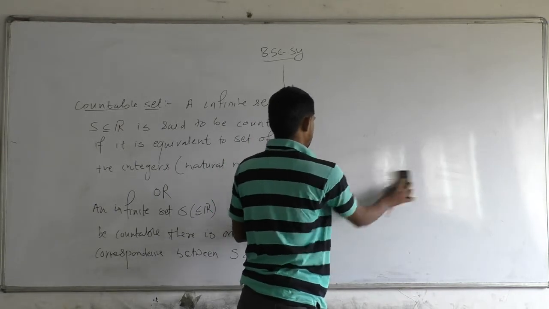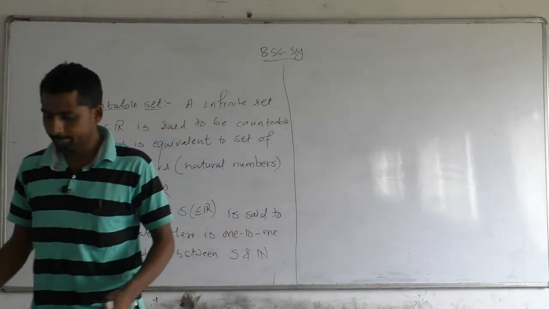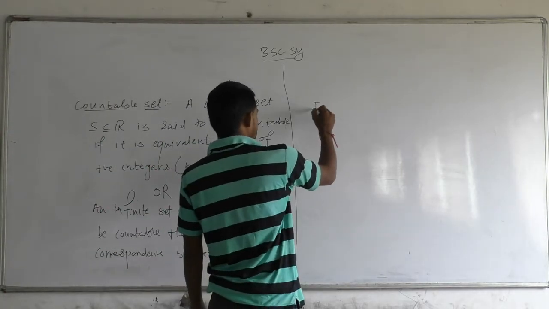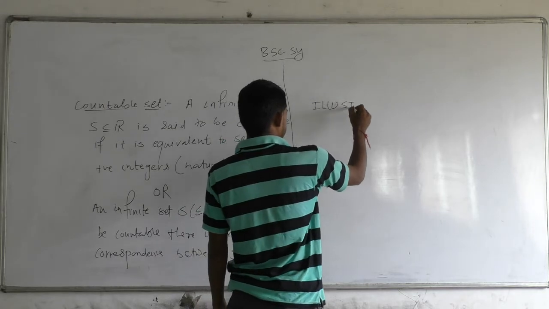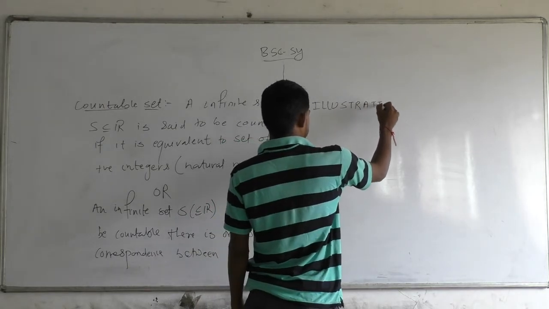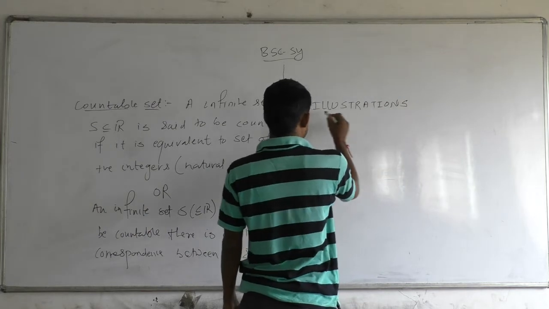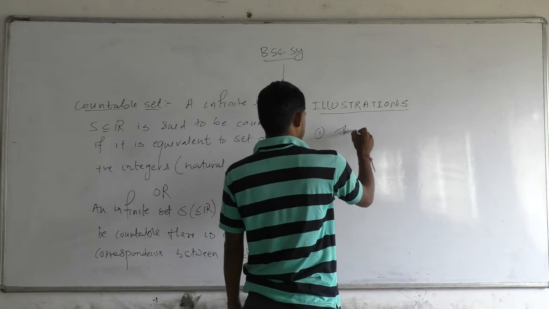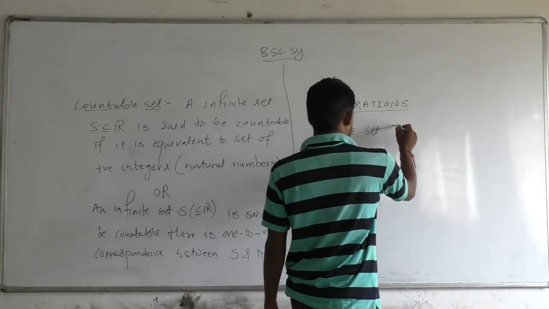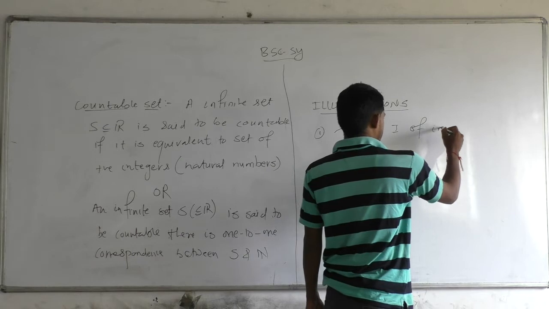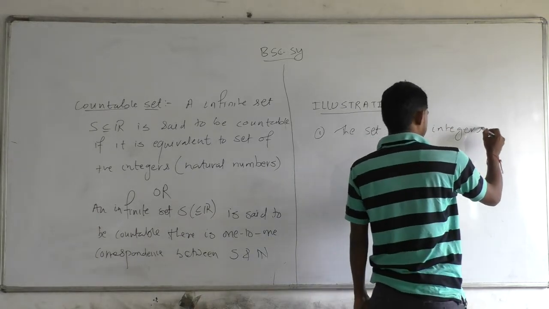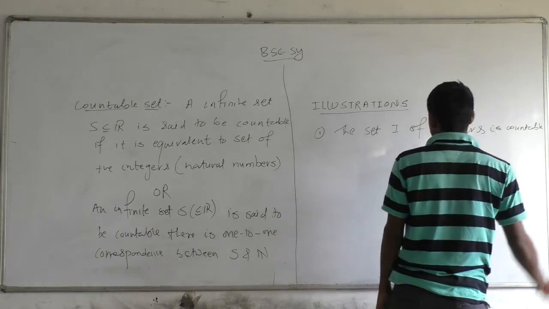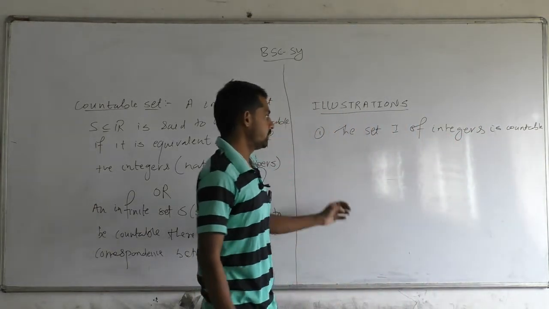Now some illustrations. First, the set I of integers is countable. The set I of integers is countable.